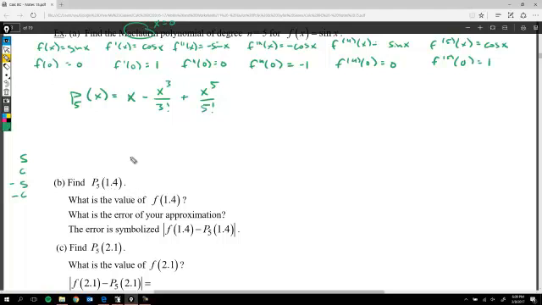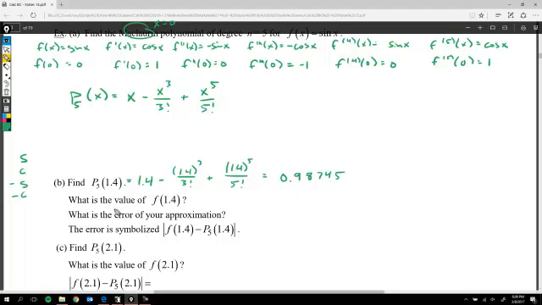Okay, now they want us to find p sub 5 of 1.4. So what they're asking us to do is plug in 1.4 for x. All right, so that's going to be 1.4 minus 1.4 cubed over 3 factorial plus 1.4 to the fifth power over 5 factorial, which if you plug into your calculator, you get 0.98745.